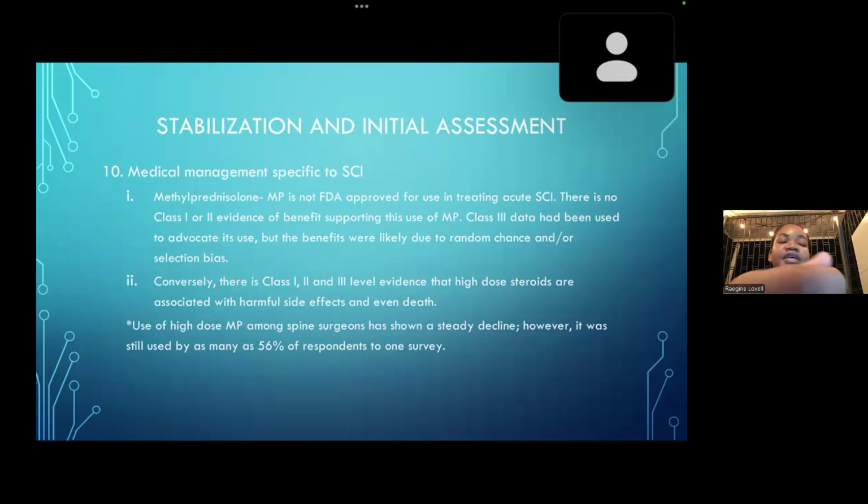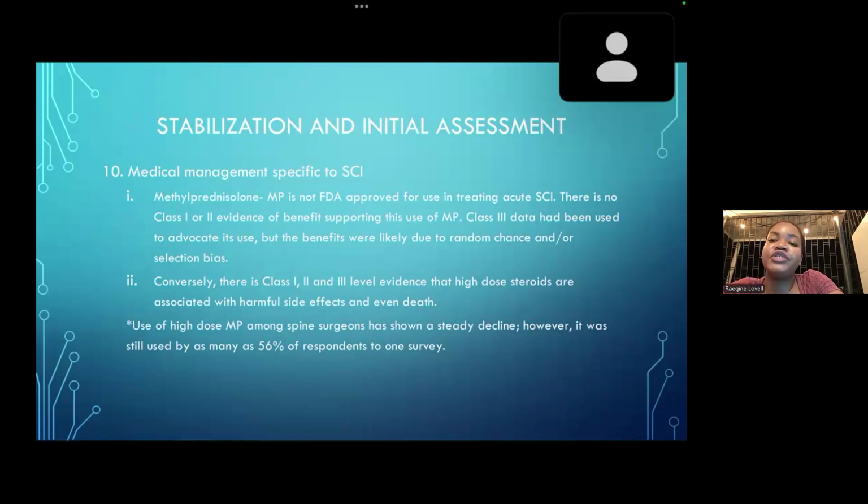And just to touch on it, there's a bit of information on medical management as it relates to spinal cord injury. So this is about methylprednisolone, which is not FDA approved for use in treating acute spinal cord injury because there's no class 1 or 2 evidence supporting its use. Class 3 data had been used to advocate its use, but it stated that the benefits were likely due to random chance or selection bias. Conversely, there's class 1, 2, and 3 level evidence that high-dose steroids are associated with harmful side effects and maybe even death.